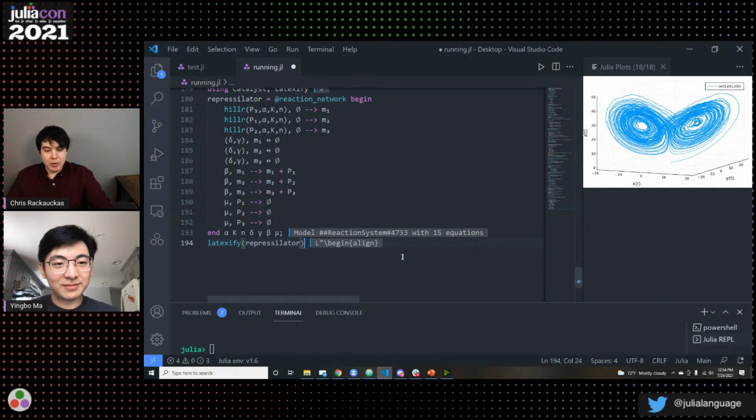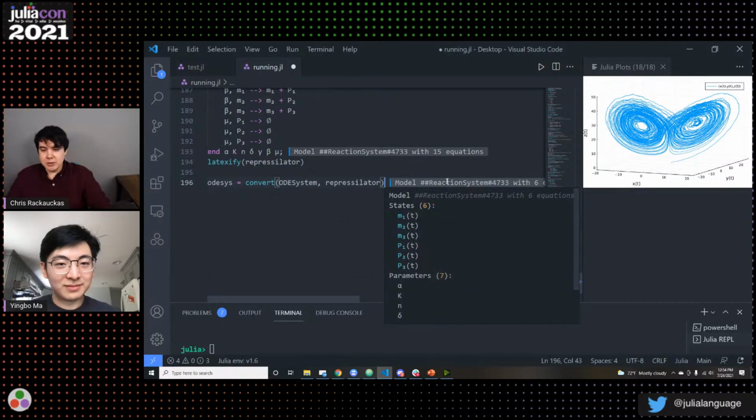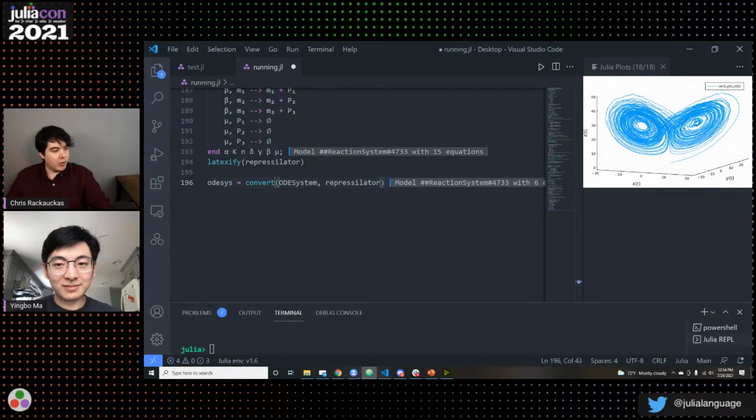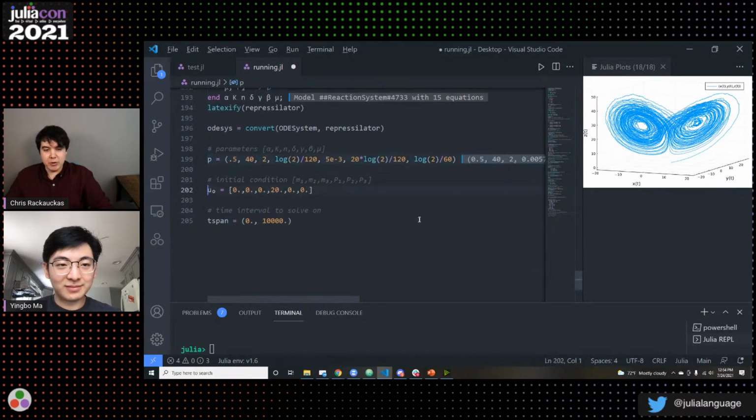But the way that you can simulate here is you can say, just turn this into an ODE system, and it knows how to translate this reaction system that we had into an ODE system that is then going to be simulatable by our methods for ODEs, right? So you can define parameters and initial conditions.